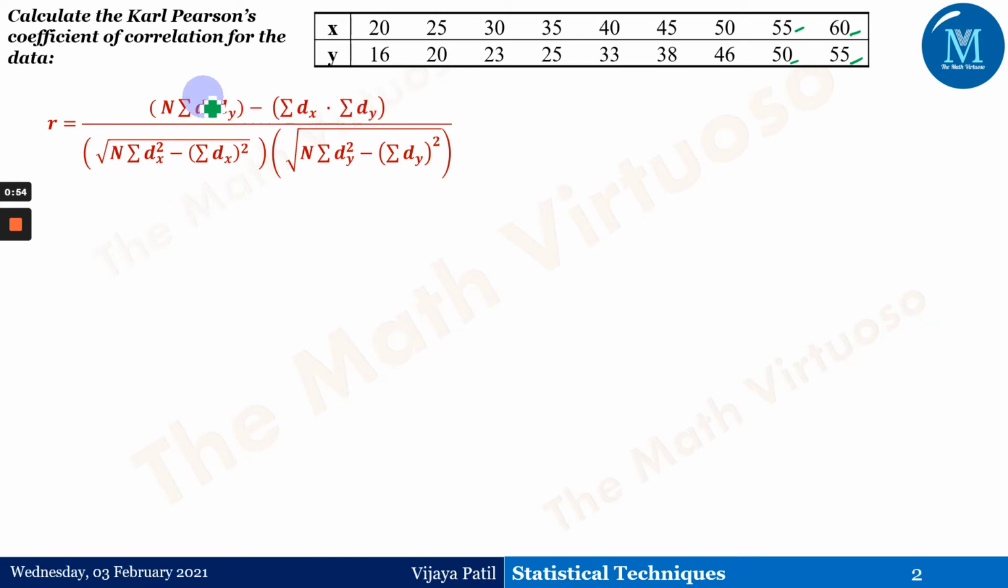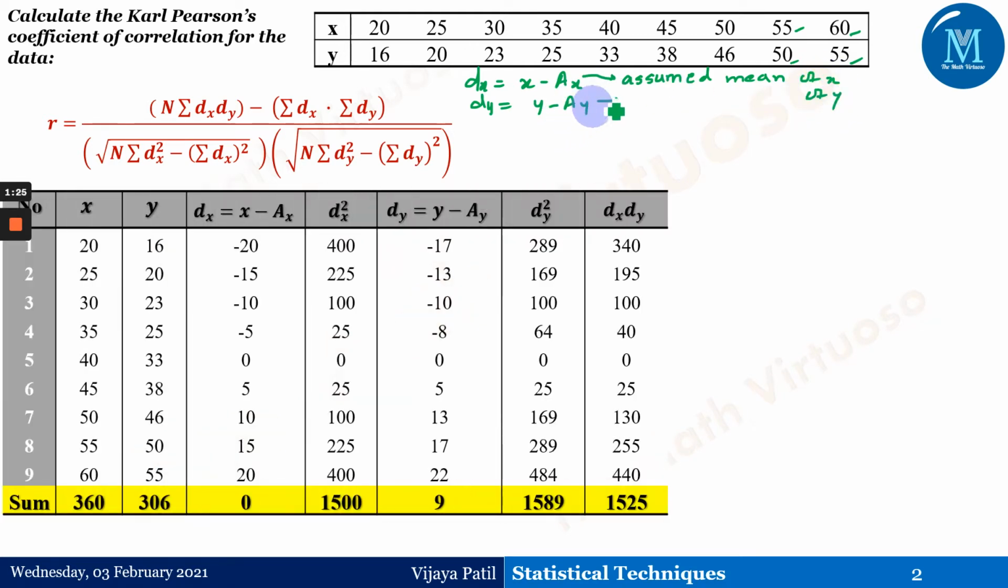So now what is dx? Dx is nothing but small x minus ax. What does this ax mean? It's the assumed mean. It might be the actual mean of the data, or it might be the assumed mean, and dy is equal to y minus ay, which is the assumed mean. This is of x and this is of y, right? Okay, so we have to form these tables here.